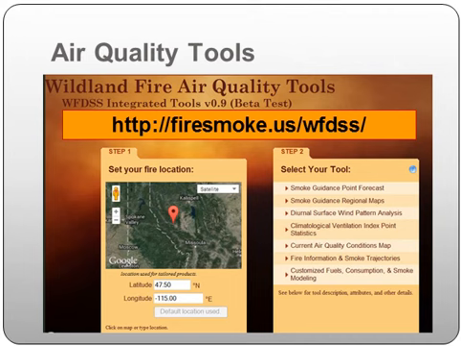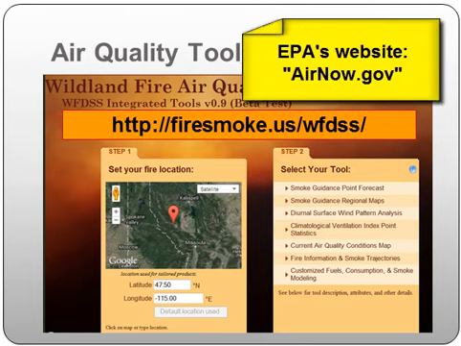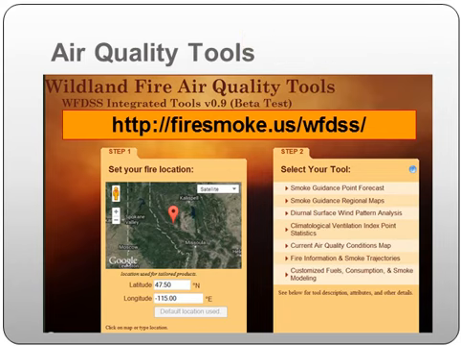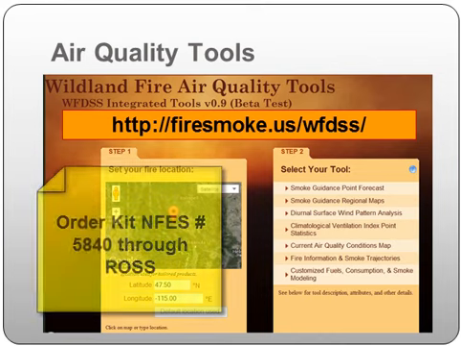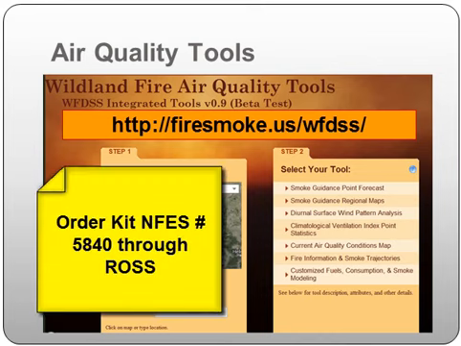Analyzing the risk of adverse air quality due to wildfire is a complex process, but there are many tools available in WFDSS at the firesmoke.us/WFDSS website, as well as external websites like the EPA's AirNow. Specialized modeling can be accessed through Air Resource Advisors who can deploy air quality monitoring equipment to potentially impacted areas. Particulate matter, or PM 2.5, is an EPA-regulated pollutant, and it can be monitored through the use of one of the smoke monitoring kits available through ROSS.